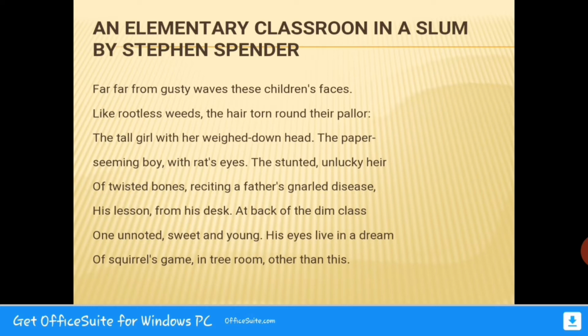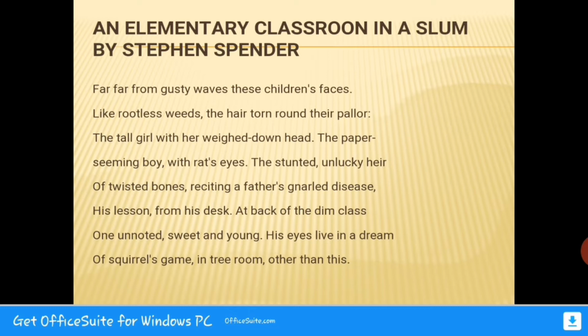The poet begins the poem by giving the image of gusty winds and tells us how these children grow up with pale faces, far from the lap of nature and the beauty of nature. He goes on to give a vivid description of the students in the classroom. He compares their hairs to the rootless weeds. He then focuses on a tall girl whose head is weighed down by the atrocities of abject poverty and misfortune.